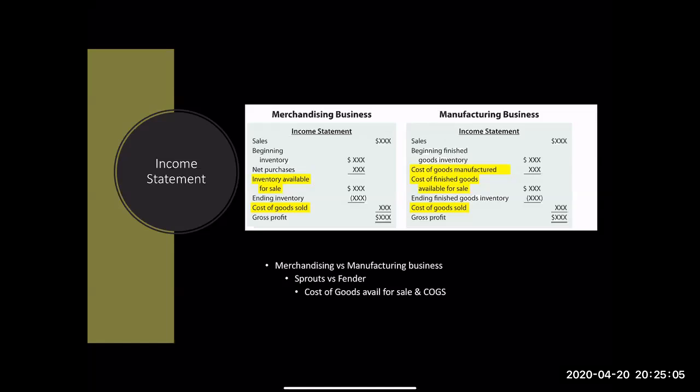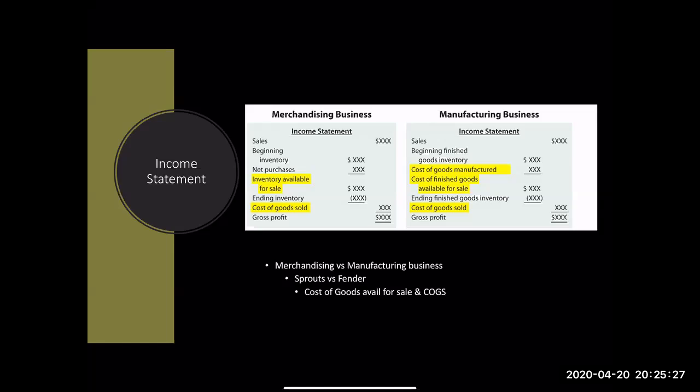Now, remember, a merchandising business is, as I mentioned, like a Target, right? So for Target or something of that nature, they'll have their sales, and then they have their beginning inventory and all of the purchases that they made. And so that is the inventory available for sale, less the inventory that they did not sell, and that equals their cost of goods sold.